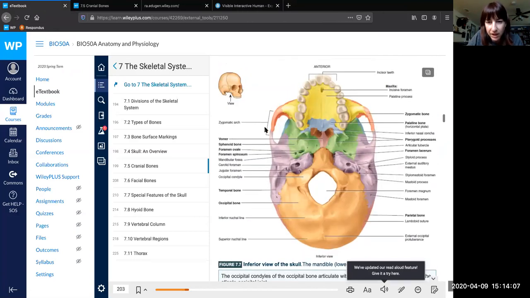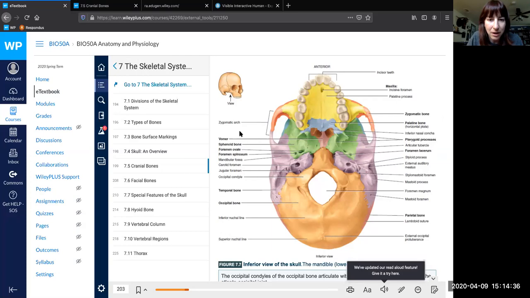Here it is. Okay, so this is what my chatter is referring to. The zygomatic arch referred to right here is including part of the zygomatic bone and the zygomatic process, which is technically part of the temporal bone. So it includes part of the zygomatic bone, which is a facial bone, and the zygomatic process, which is part of the temporal bone, which is a cranial bone.